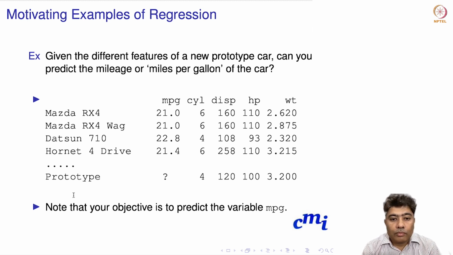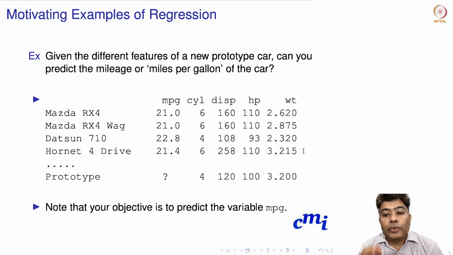like this kind of typical table format. Say maybe the Mazda RX4, which gives you 21 miles per gallon. It's a 6-cylinder car. It has a displacement of 160. It gives horsepower of 110 and weight is 2.62. There could be another car, Hornet 4 Drive, which has 21.4 miles per gallon, a 6-cylinder car, displacement about 258, horsepower 110, weight is 3.215.